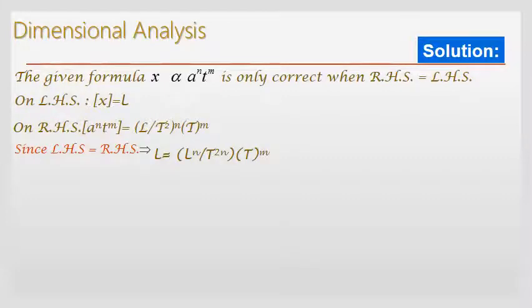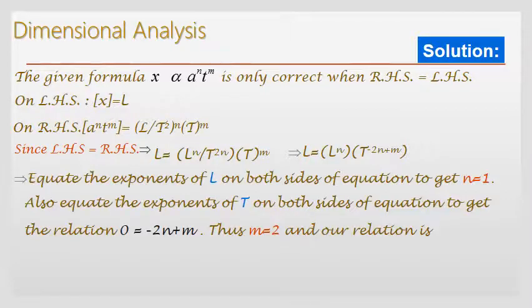Since the left-hand side equals the right-hand side, then L equals L to the power n over t to the power n multiplied by t to the power m. This equation must be equal. So we have to equate the exponents of L on both sides in order to get the value of n, which turns out to be equal to 1.